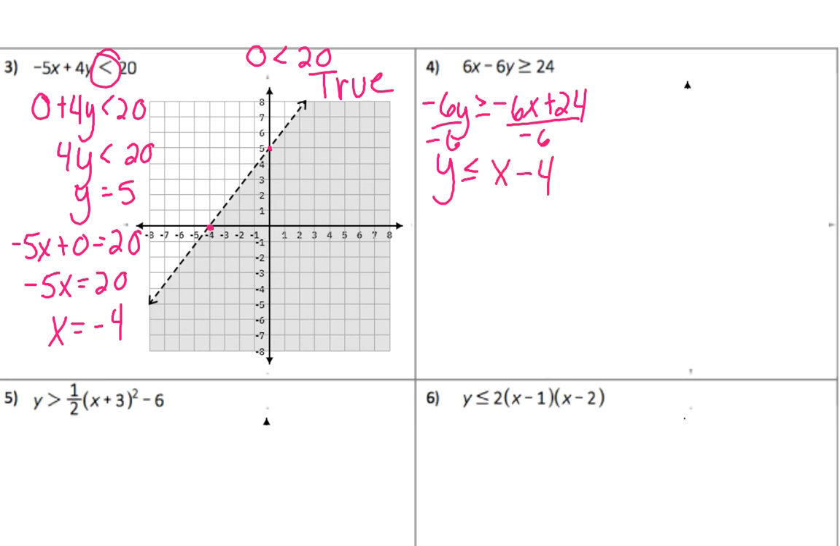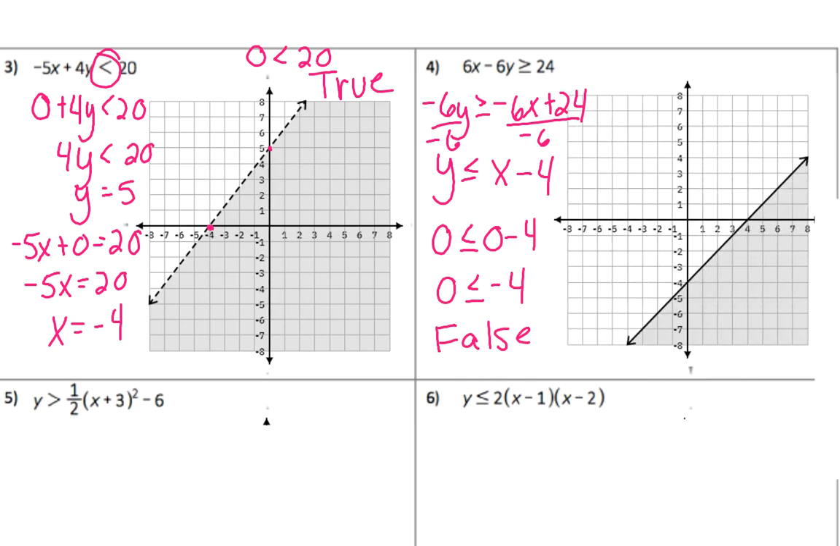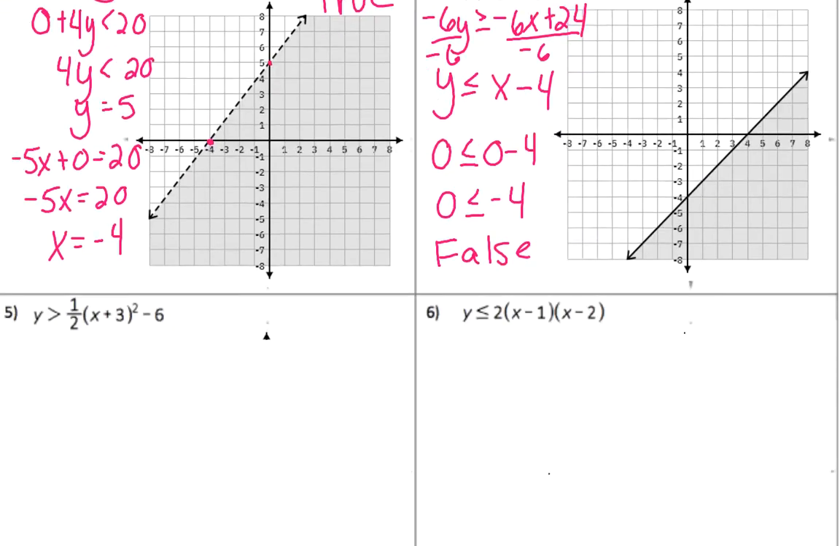So now I could plot my negative 4, and I could do my slope of 1. So start at negative 4, go up 1 over 1. And then I could test 0, 0 here. This would say that 0 is less than or equal to negative 4. That is false. So I would shade away from 0, 0, and I would get a graph that looks like this. So you can see that negative 4 going up 1 over 1, and then shading away from the 0, 0.